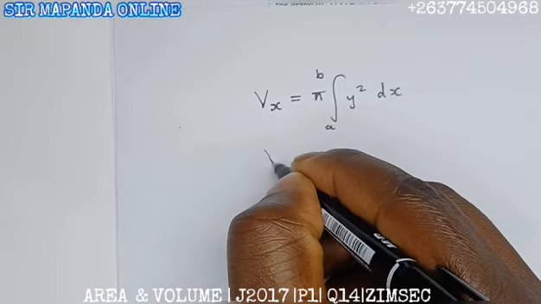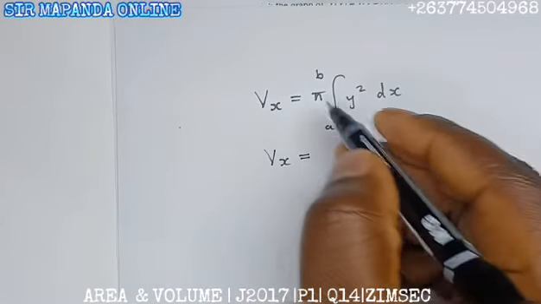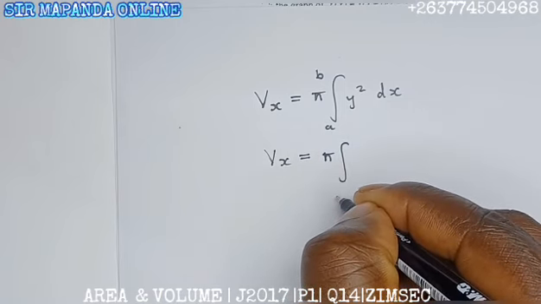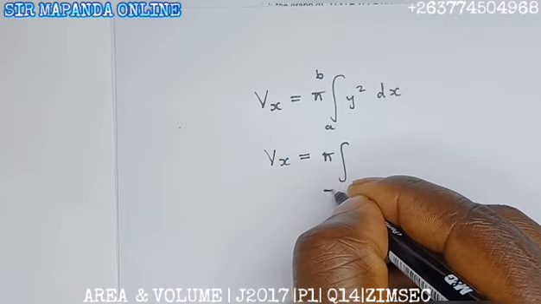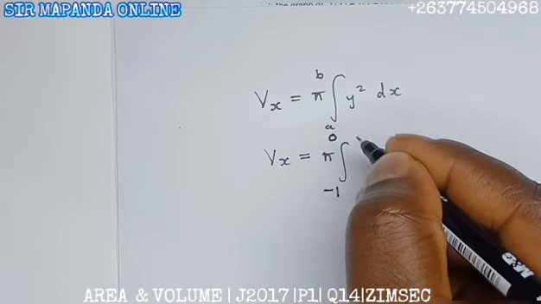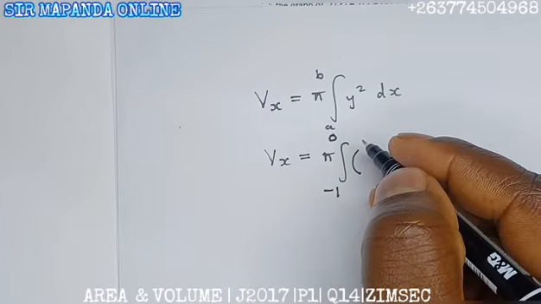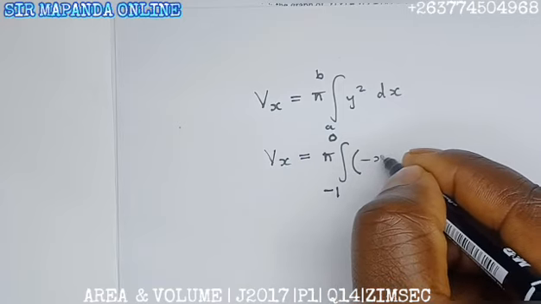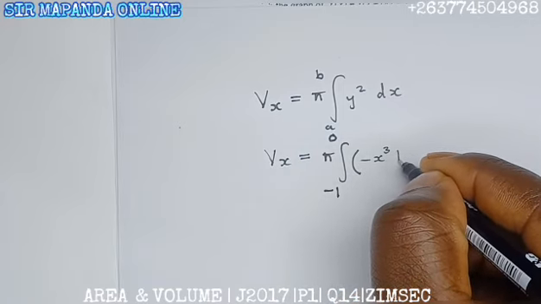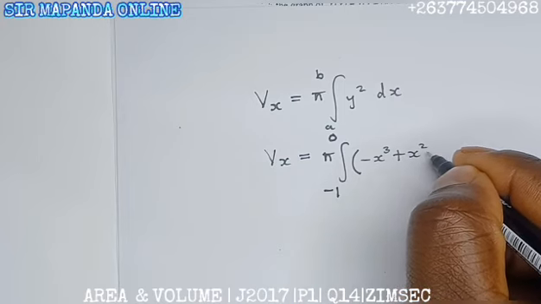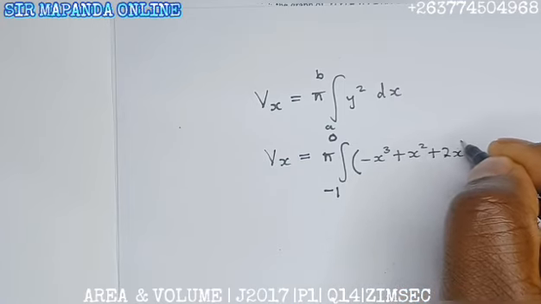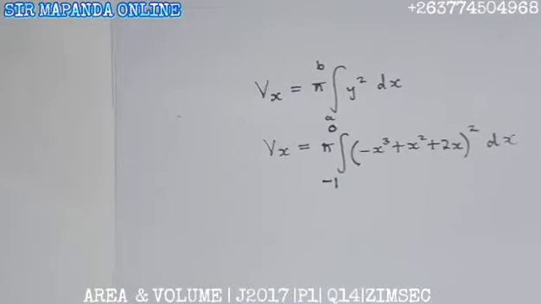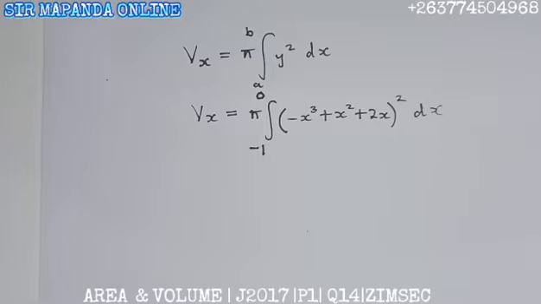So you write Vx is equal to pi, on your limits, you have -1 as your lower limit, 0 as your upper limit. Then on y, you are going to put minus x cubed plus x squared plus 2x, then raise it with power 2. Then you write dx, something like this. I hope you are following.